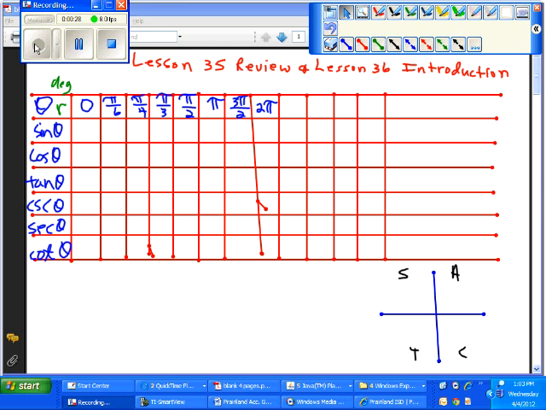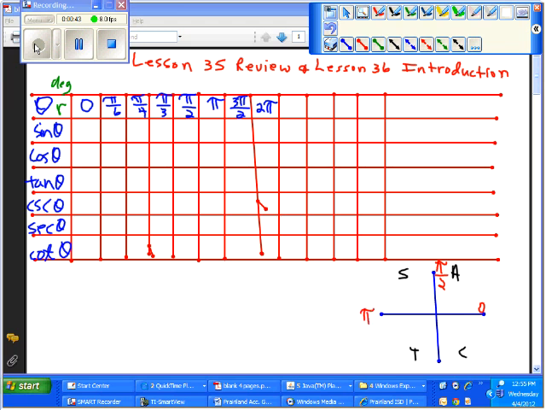Now, remember, we begin on a circle with 0, and then all the way over here to 90 is pi over 2, and then all the way over here to 180 is pi, and then down here to 270 is 3 pi over 2, and then we get back to 2 pi. Now, we call those quadrantal angles.